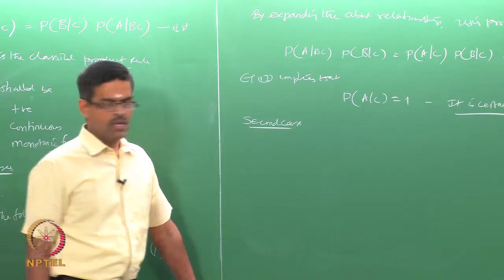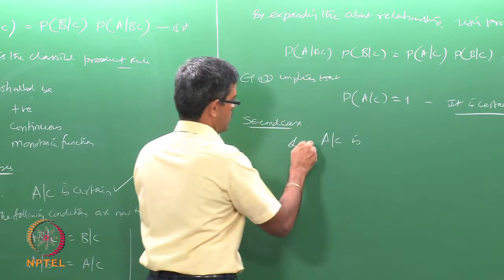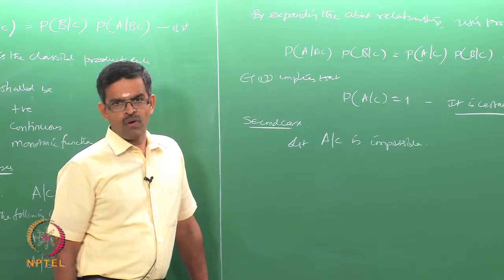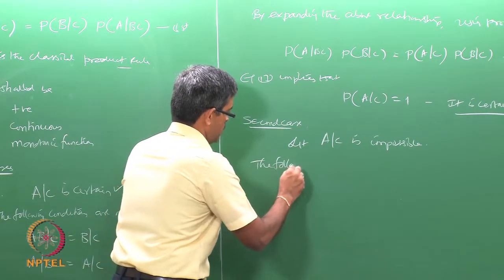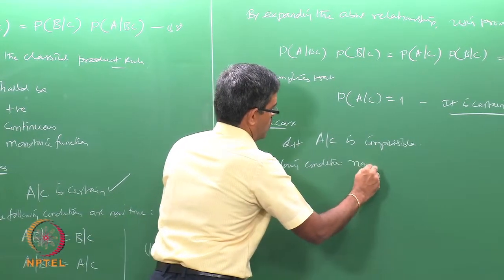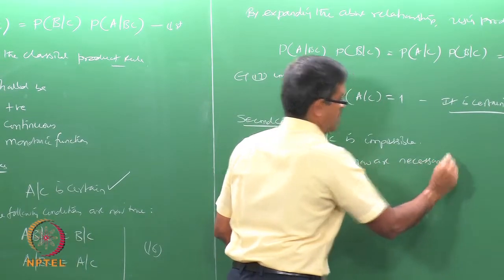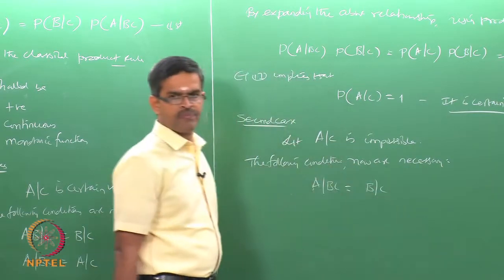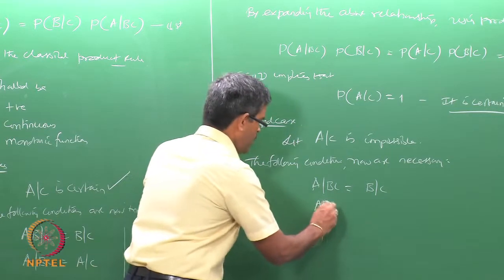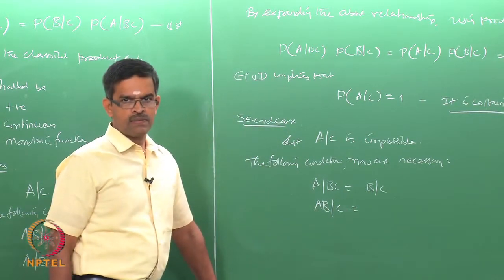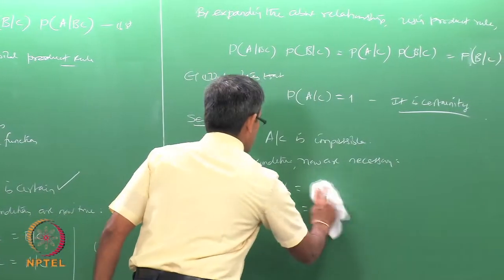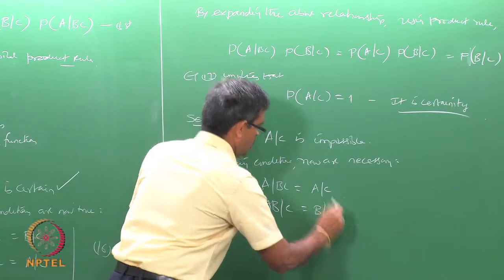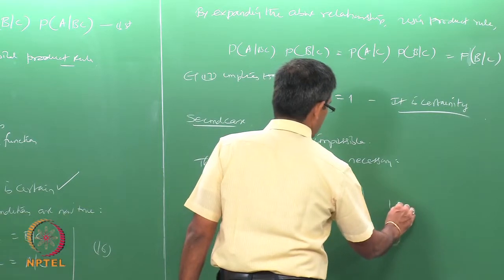The second case obviously could be A given C is impossible. These are the two extremes. In this case, the following conditions are now necessary. Let us say what are they? A given B C should be the same as A given C, and A B given C should be the same as B given C. Let us call this equation number 17A.